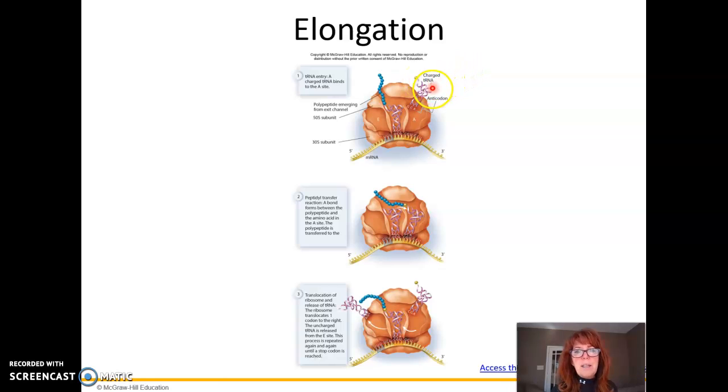So what you see is that the new charged tRNA molecule will come in and sit at the A site. Remember, its anticodon here hybridizes to the codon on the mRNA. And what you can see is that this growing chain that was being held by this tRNA molecule is now passed on to the tRNA molecule that's in the A site. So the baton is being passed.